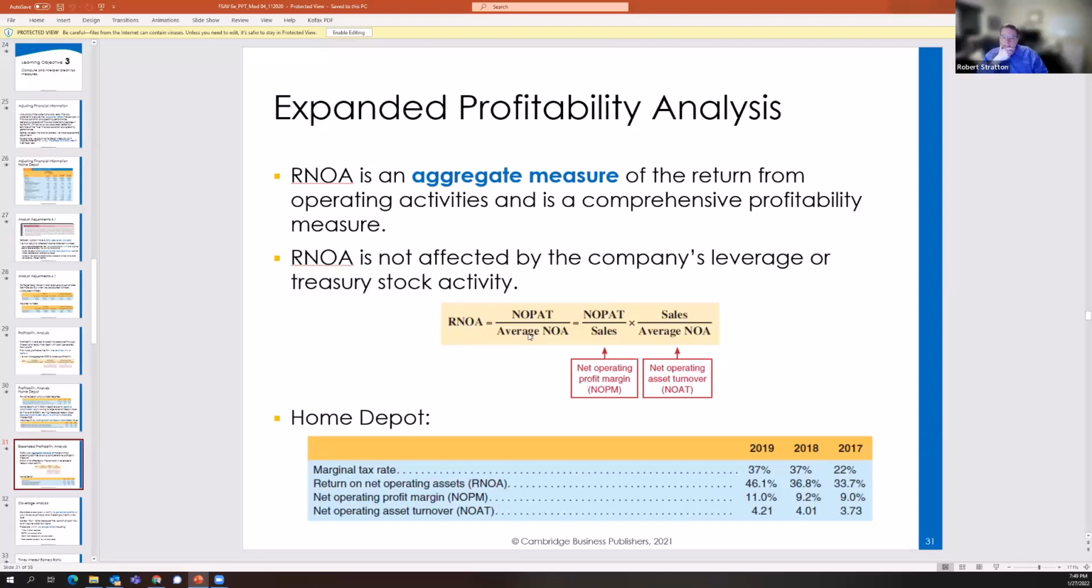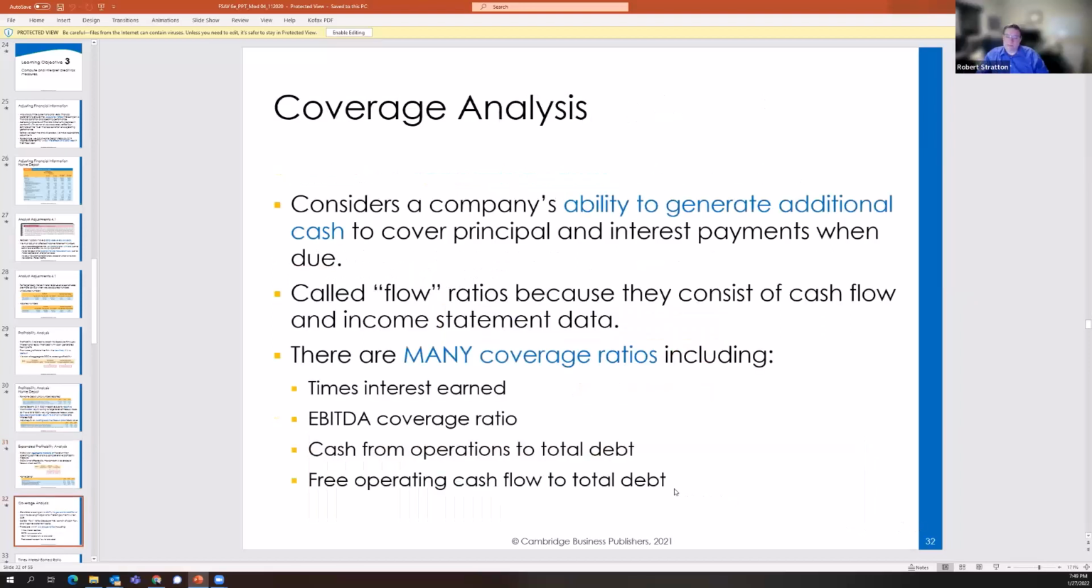And then you can get your return on operating assets. So here we have net return on operating assets for Home Depot at 46%. They're doing pretty good. So they're making a lot of return on their operating assets.